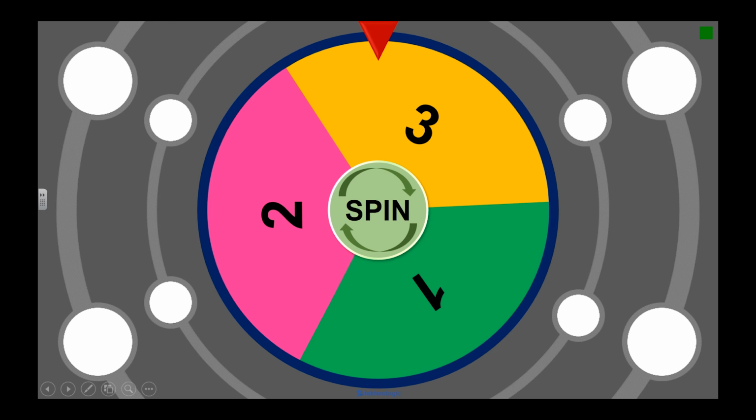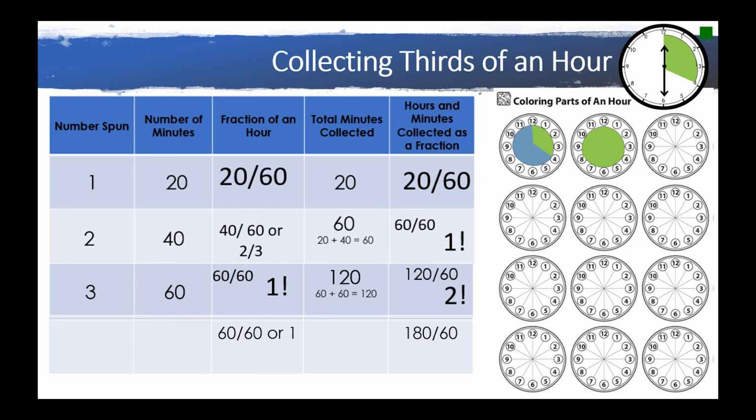Here's our last spin. We got another 3. So we know that 3/3 of an hour is equivalent to 60 minutes, which is the same as 1 whole hour. Now we just need to figure out how many total minutes we've collected by adding this 60 minutes to the previous 120 minutes. So 120 plus 60 equals 180.